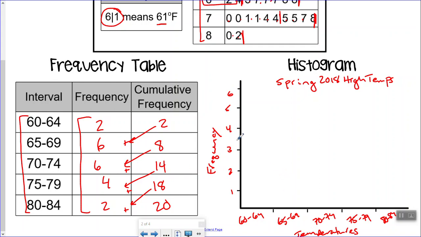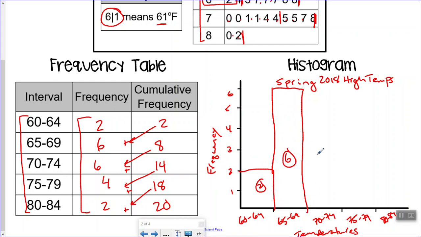So we have a frequency of 2 for our first interval. So that's going to be here. Then from 65 to 69, that was all the way up to 6. And it's okay if your bars are kind of wavy. Then from 70 to 74, we had 6 again, so I'm just going to connect my next one in, because remember, we don't want spaces. 75 to 79 was 4, and then from 80 to 84 was 2.